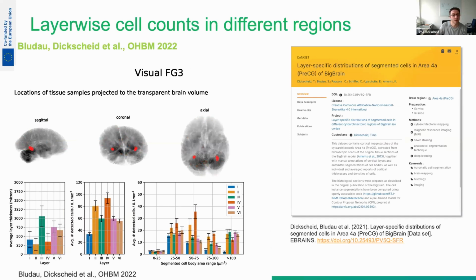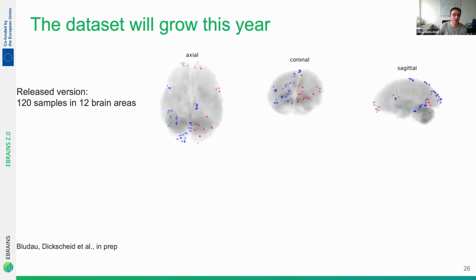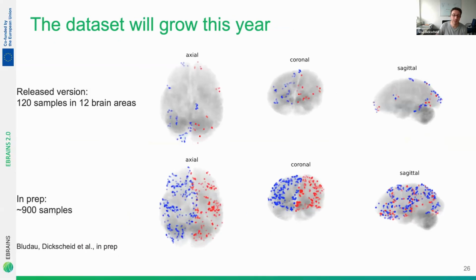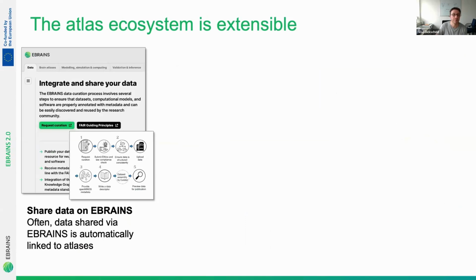So you see here basically what's available in an already published data set, and we are working on a data set that provides measurements in a much denser sampling across the whole brain. I think we will get back to this data set also in the coming days.